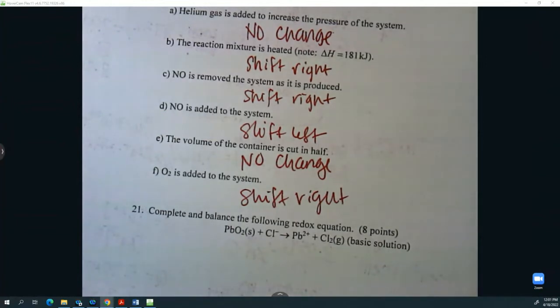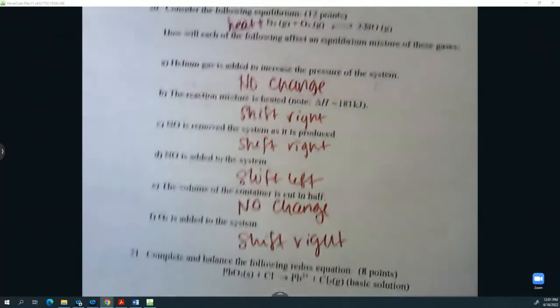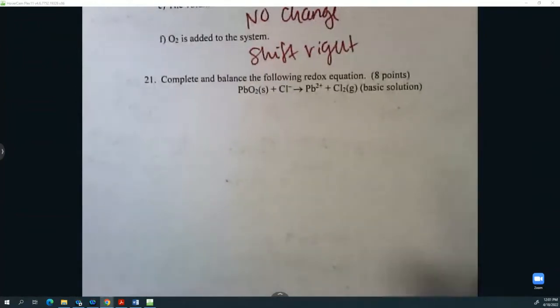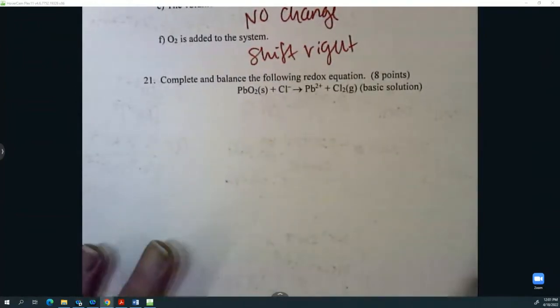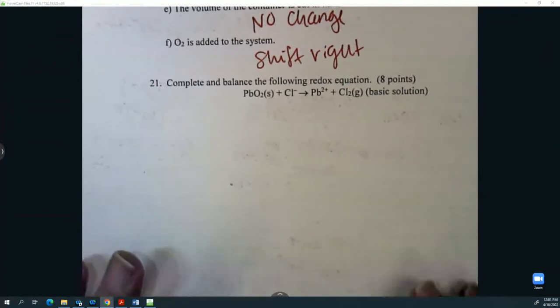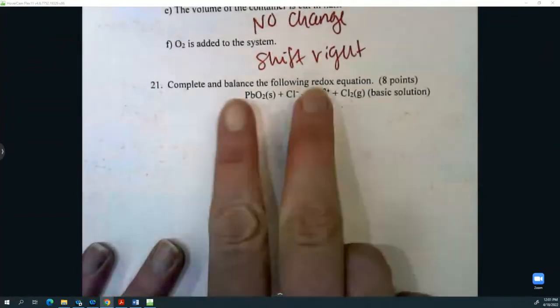All right, and then unless I'm missing a page, we're on the last one. Okay, so complete and balance the following redox reaction. So to balance a redox reaction, step one, separate it into half reactions.